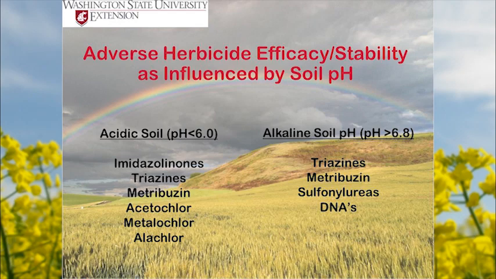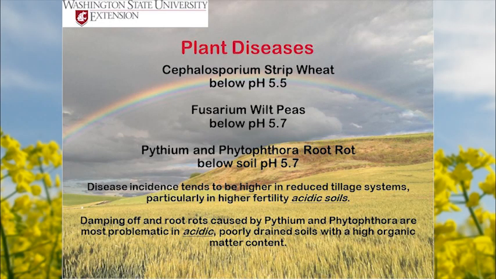So the next thing I wanted to look at is we keep saying we got a lot more disease issues as well. So is that maybe pH driven? That's another question I'm asking. And there again, I don't necessarily have the answer to it, but we do have some information. The indication is that the Cephalosporium stripe in winter wheat is an issue if we get below 5.5, and we're starting to see more of that out there in the field. Fusarium wilt in peas can be more of an issue below 5.7.